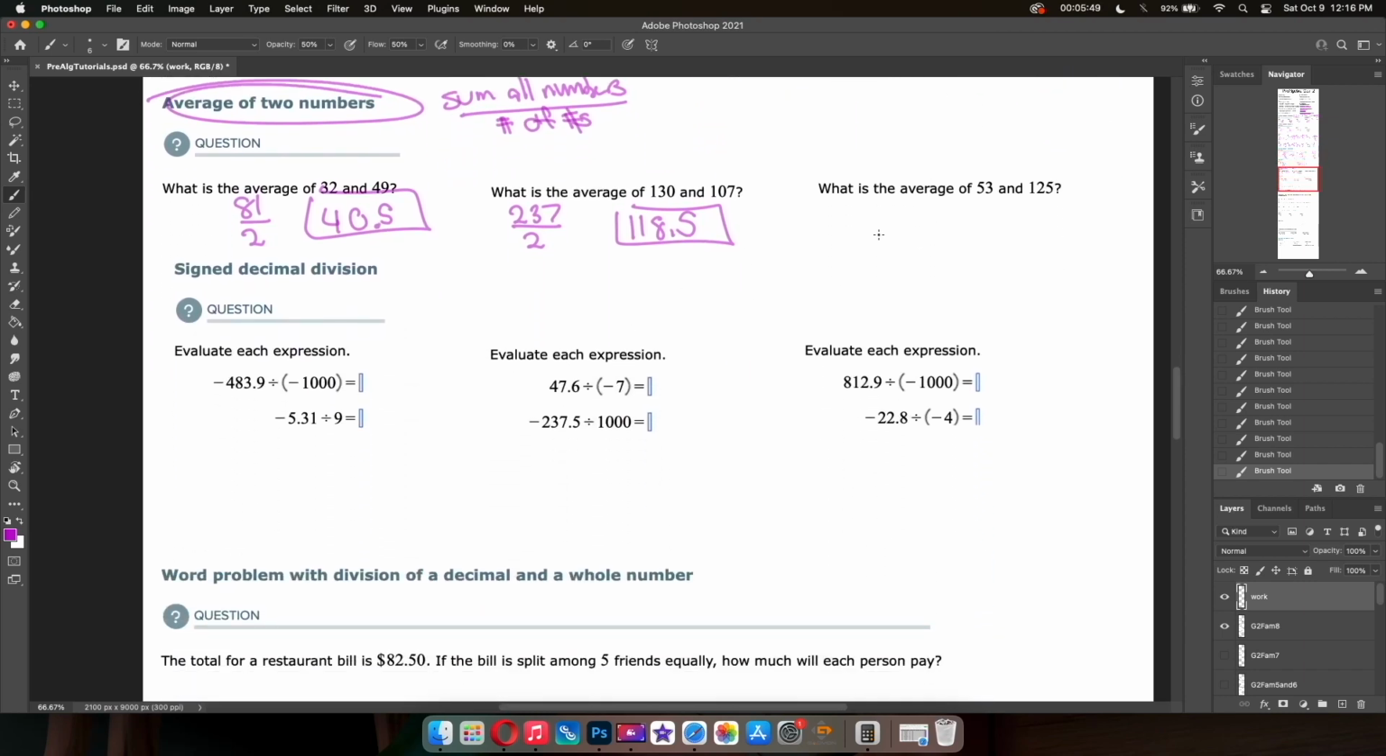What is 53 and 125? 178 divided by 2. Hey, that's a whole number. That's going to be 89 as a final answer.